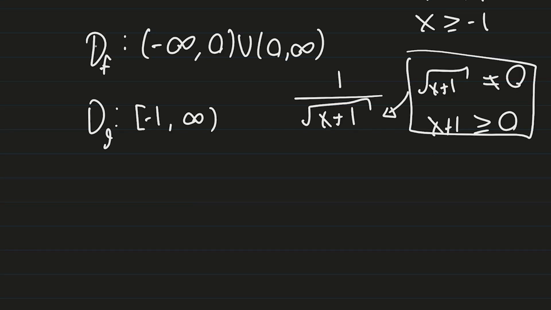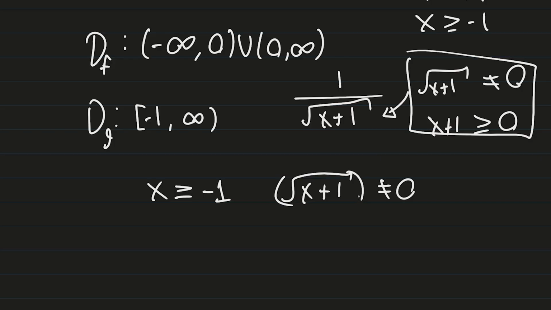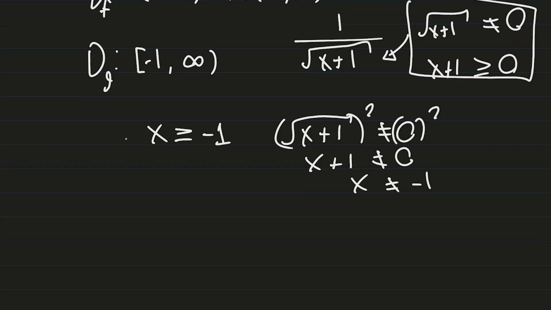Let's look at this a little deeper. So we know x has to be greater than or equal to negative 1 again because of this portion, but we also know that square root of x plus 1 cannot equal 0. Well, if we square both sides, we get x plus 1 cannot equal 0, and then we subtract 1 from both sides, x cannot be negative 1. So we see the two pieces of our domain: x is greater than or equal to negative 1, and x cannot equal negative 1.